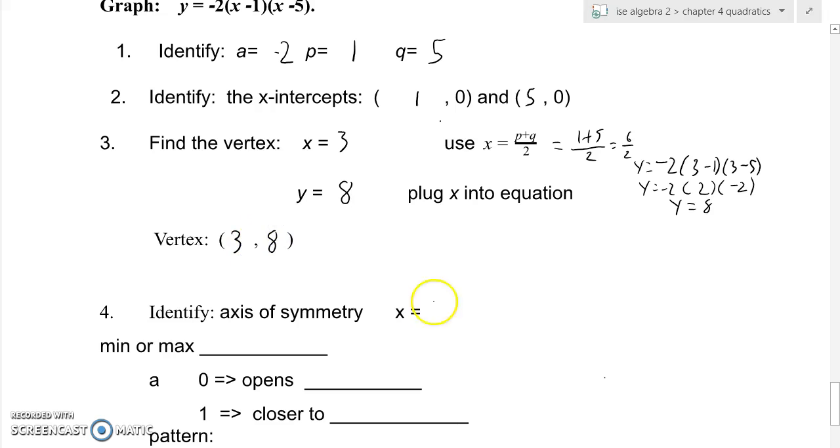The axis of symmetry is x equals 3. Since our a is negative 2, which is less than 0, we open down. It is a negative. Negative people spend more time frowning, which means we have a maximum value of 8.